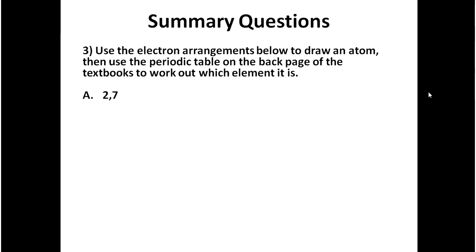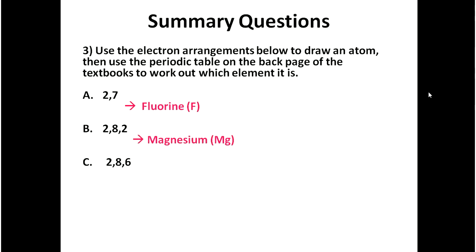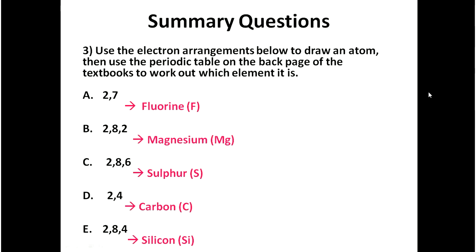A has an electronic configuration 2,7 and it is the element fluorine. B has an electronic configuration 2,8,2 and the element is magnesium. C has an electronic configuration 2,8,6 and it's sulfur. D has an electronic configuration 2,4 and the element is carbon. E has an electronic configuration 2,8,4 and the element is silicon.